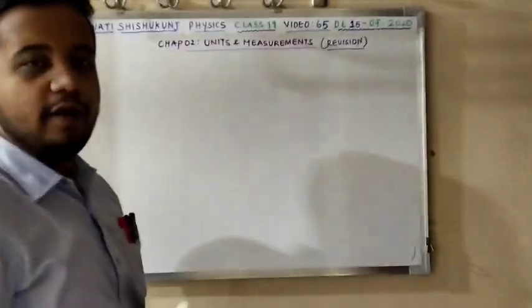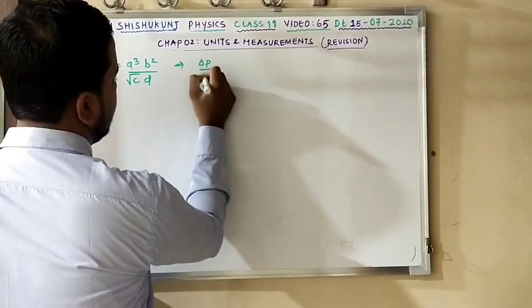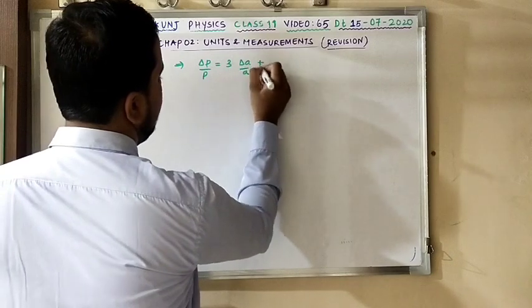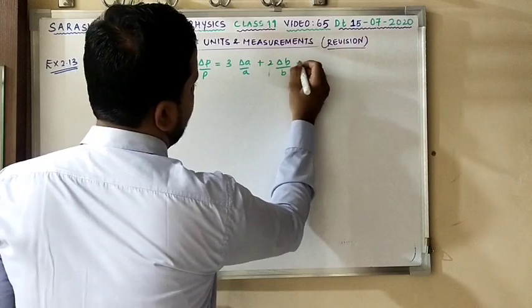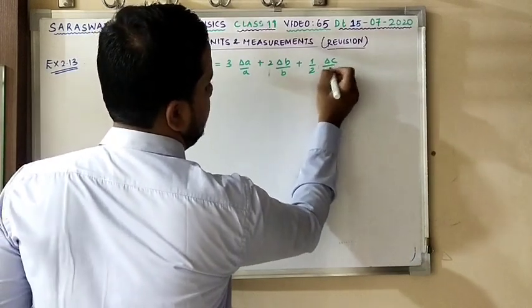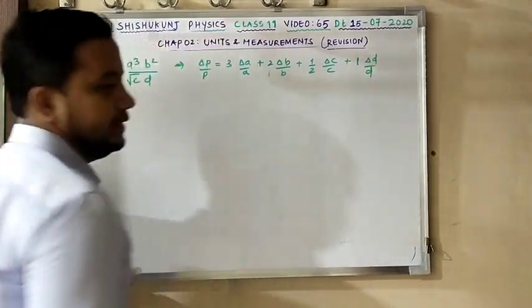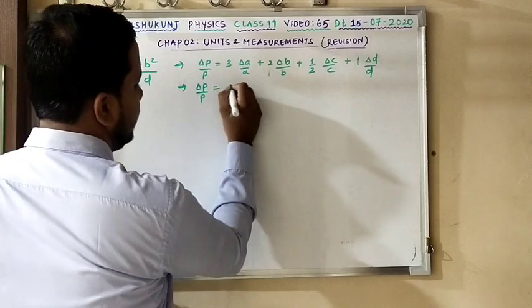Fine. So I have the equation P equals A cube B square divided by root C into D. Out of that I have converted it into fractional error: delta P by P equals 3 delta A by A, plus 2 delta B by B, plus 1 by 2 delta C by C, and last, 1 delta D by D. Till this clear?